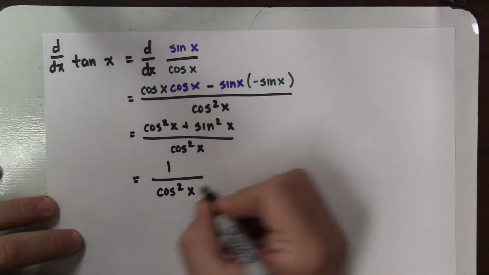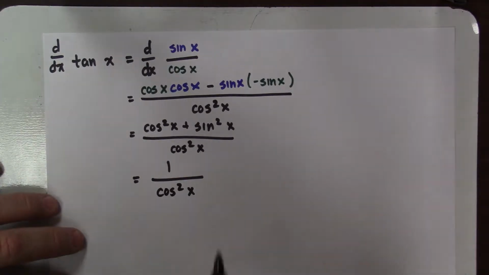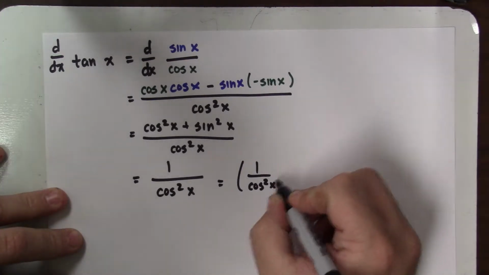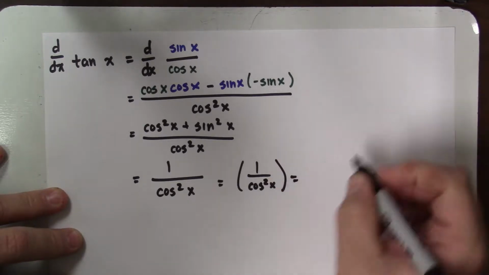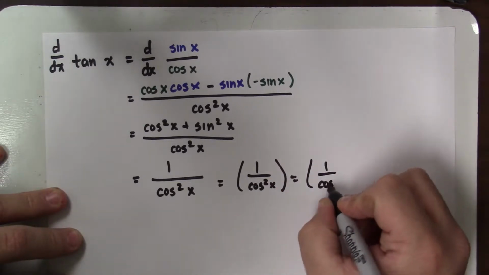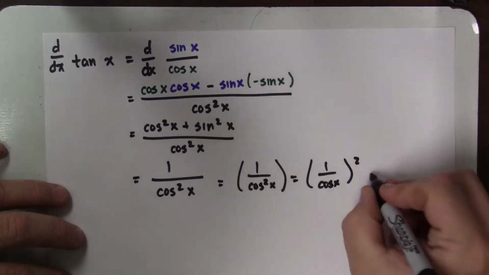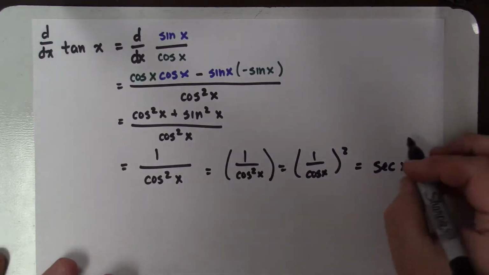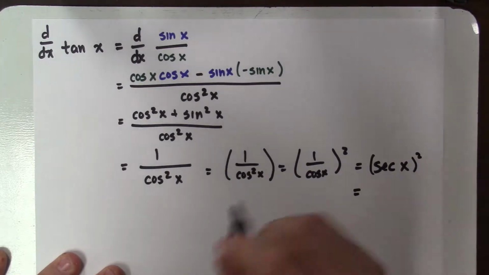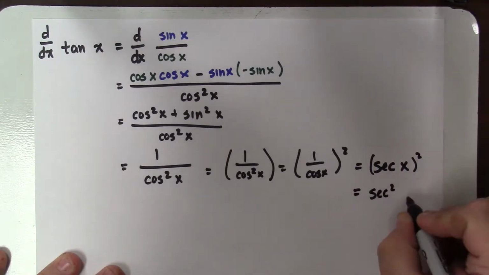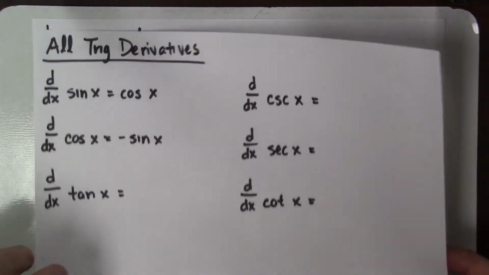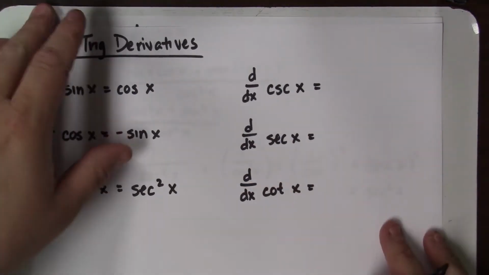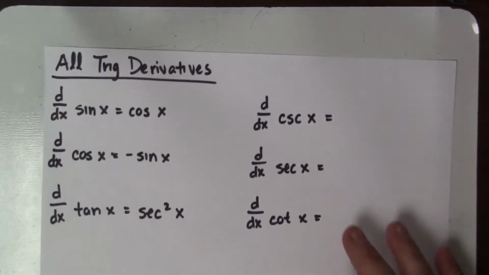So, I've got 1 over cosine squared. Now, if I'm careful here, I can actually write this as 1 over cosine x quantity squared. Now, 1 over cosine is the definition of secant. Secant is the reciprocal of cosine. So, the derivative of tangent is secant squared x. So I'm going to come back to our definitions here. Derivative of tangent is secant squared x. So there's 1, 3 to go.